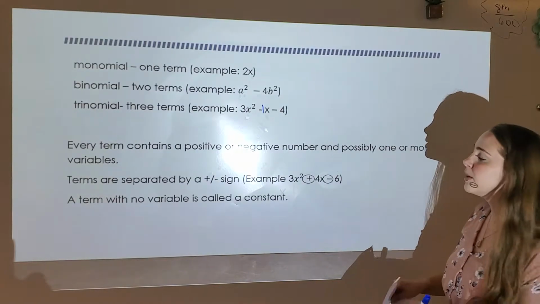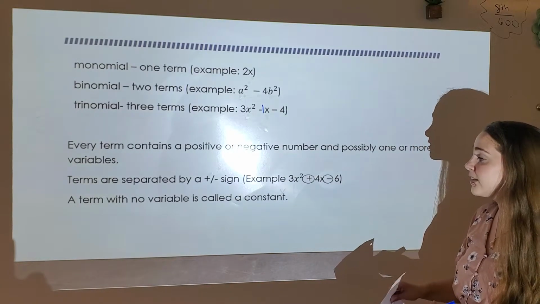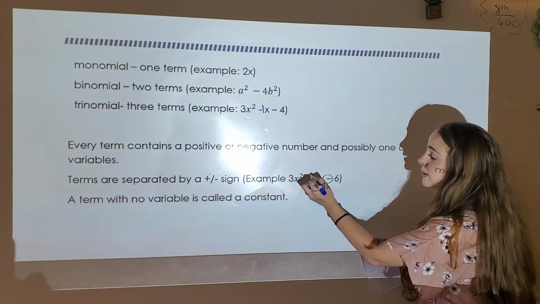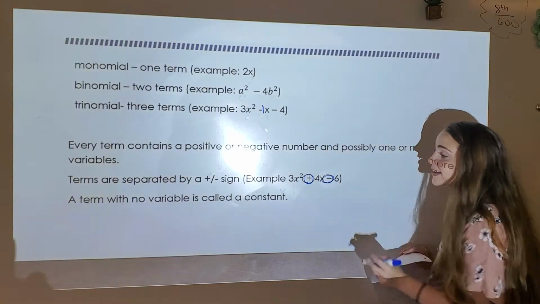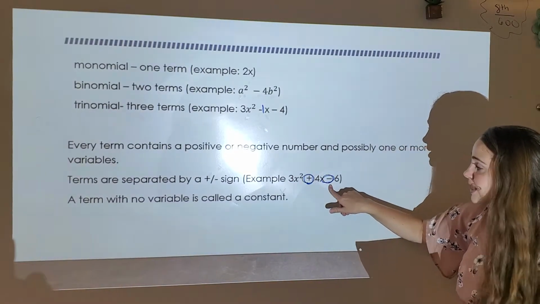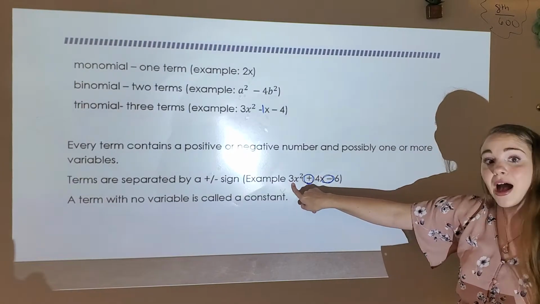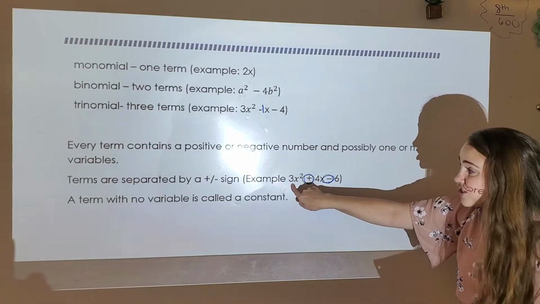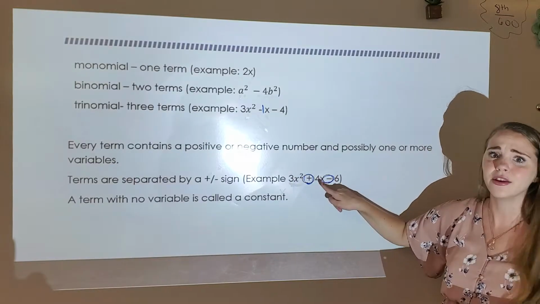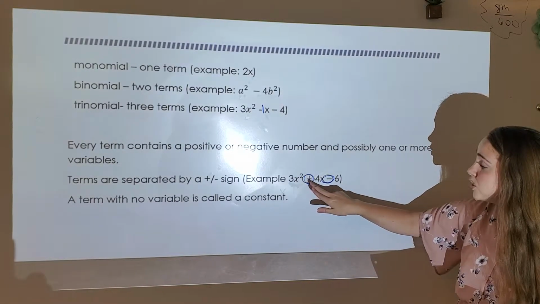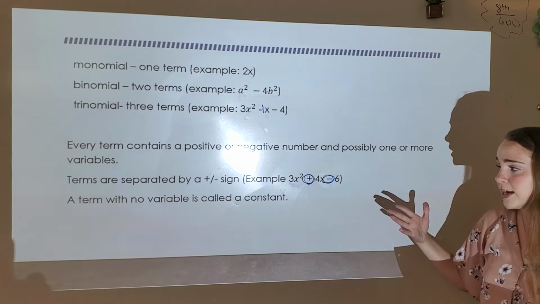Terms are separated by a positive or negative sign. Example, 3x squared plus 4x minus 6. This is what separates terms. There's no positive or negative sign here, so this is just one term, even though there's a lot involved in it. It's not a new term unless there's a positive or negative sign in between them.